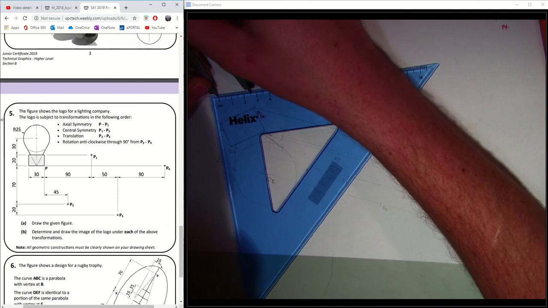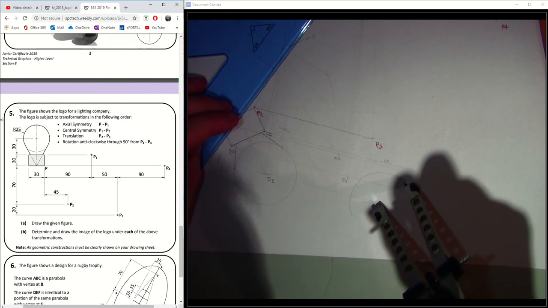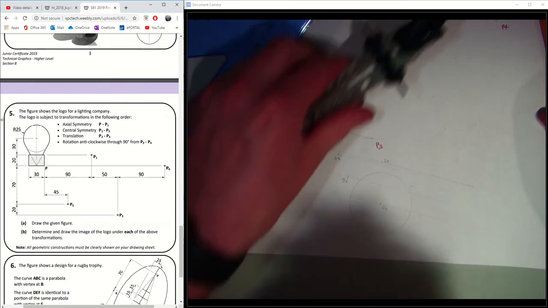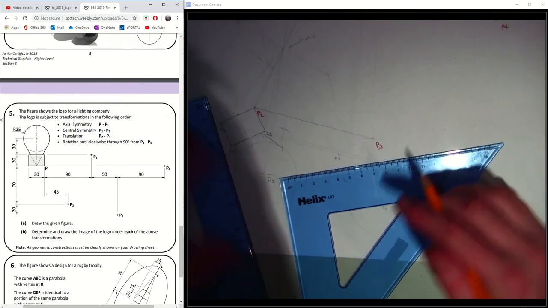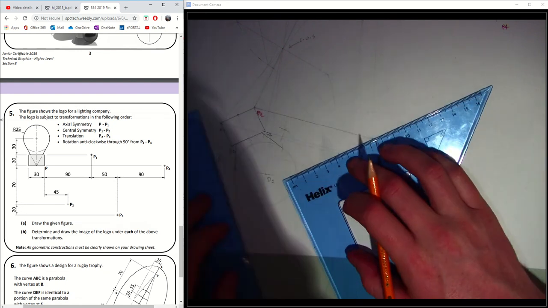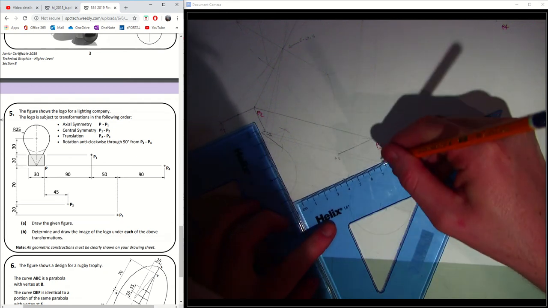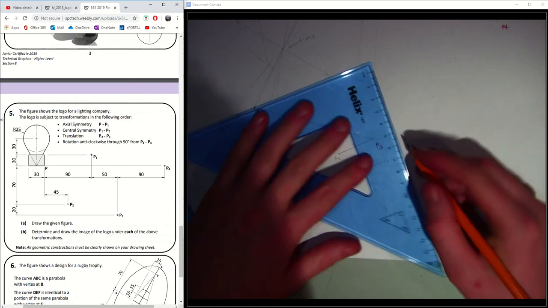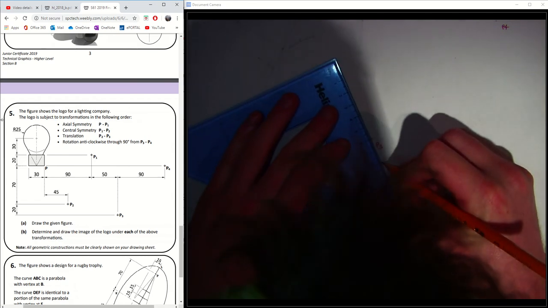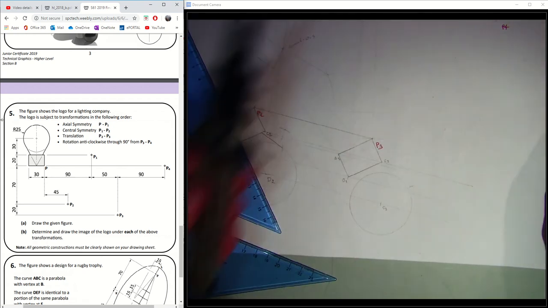The radius doesn't change, so the radius is still the same at 25. So I can come along now and draw in my radius 25 circle. Okay. I can join up all my points, so I know A2 joins to P2, so A3 has to join to P3. Okay, so I'm joining it in. And that's my bottom base completed.